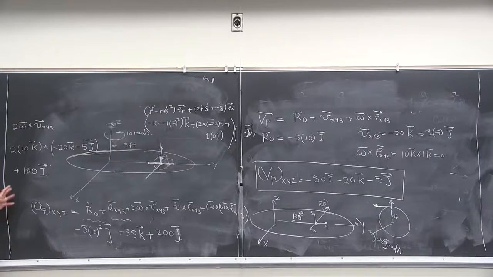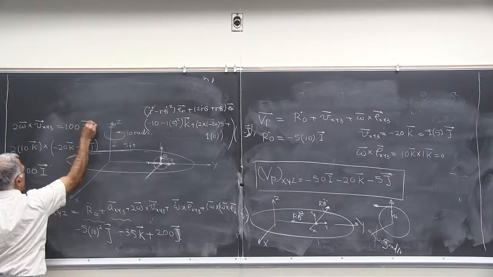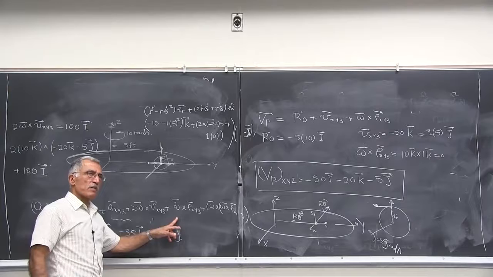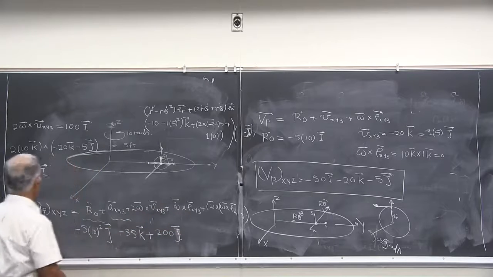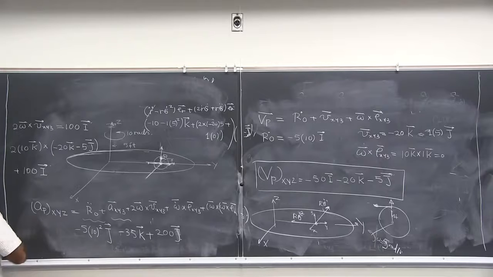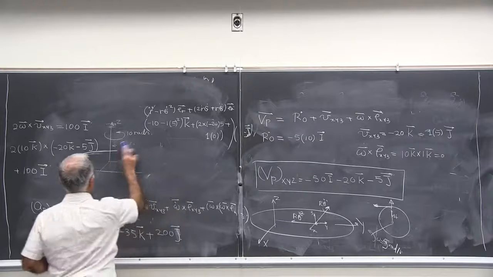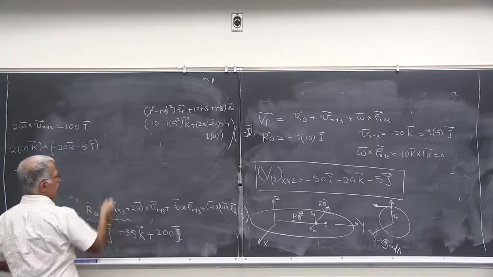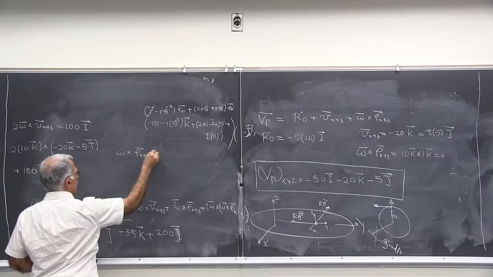So your 2 omega times vxyz becomes equal to 100i. Well, we don't have this term. My auxiliary reference frame is not accelerating, so omega dot times rho xyz is 0. So I don't have that term. Let me erase this one, or maybe I erase all of this. Then I have my omega dot times rho xyz is 0.